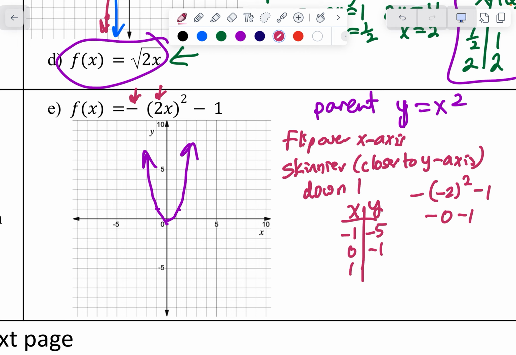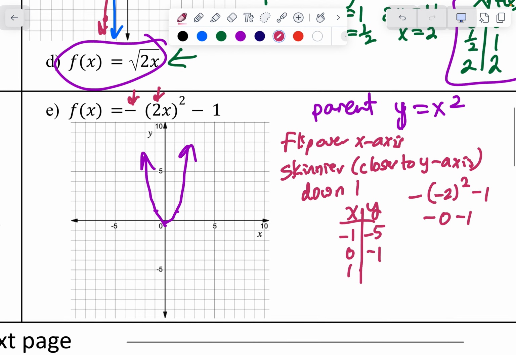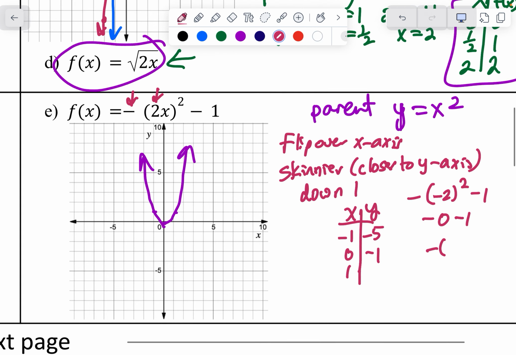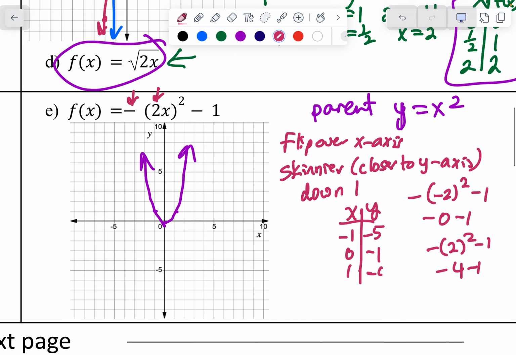And then because of the good old symmetry of a quadratic, these 2 should come out to be the same number. If this is the center, these 2 should match. And so if we chose right, those will match. And so if I plug in 1, I get 2 squared minus 1, which is negative 4 minus 1, or negative 5. See how they match? That's what's nice about a quadratic. You can kind of check your work because it's going to do that every time.